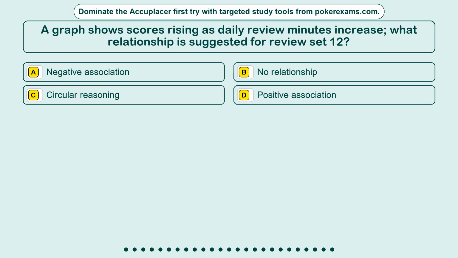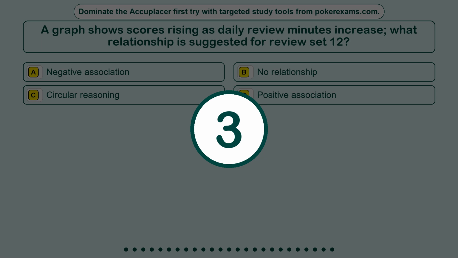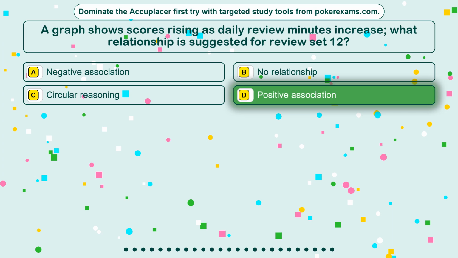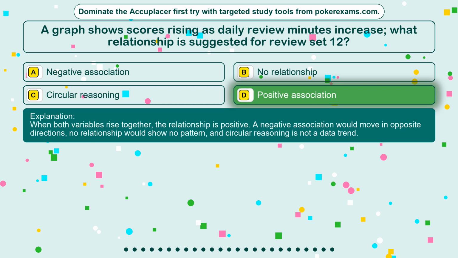Question 25. A graph shows scores rising as daily review minutes increase. What relationship is suggested for review set 12? Option A, negative association. Option B, no relationship. Option C, circular reasoning. Option D, positive association. The correct answer is option D, positive association. When both variables rise together, the relationship is positive. A negative association would move in opposite directions, no relationship would show no pattern, and circular reasoning is not a data trend.